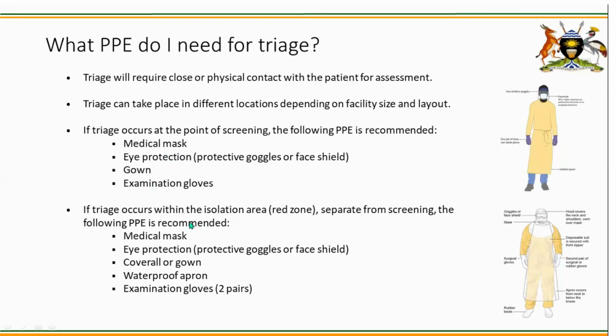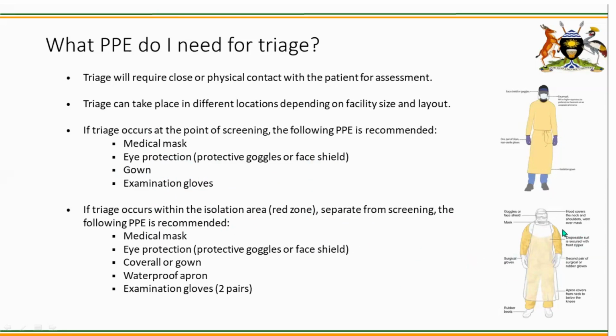If it occurs within the isolation area, because there is primary screening and secondary screening, then for a separate screening within the isolation area, the following PPE will be required. So you can see additional PPE. This is now level 4 PPE. You dress appropriately and do your triage.